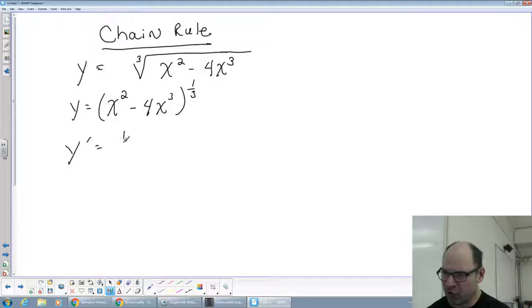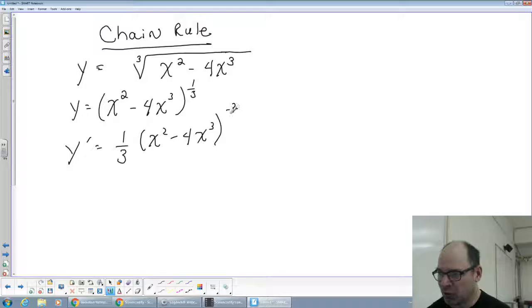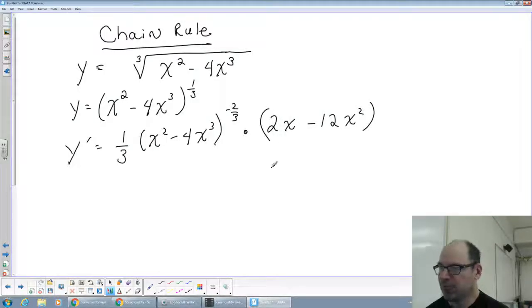Treat that as a variable. So 1/3 times x squared minus 4x cubed to the power of 1/3 subtract 1, which is negative 2/3. And then times the derivative of what's inside with respect to x, 2x minus 12x squared. So that would be using the chain rule. Now, of course, we could do a little bit of reduction here, take out a common factor if we want, stuff like that. But we can leave it like that.